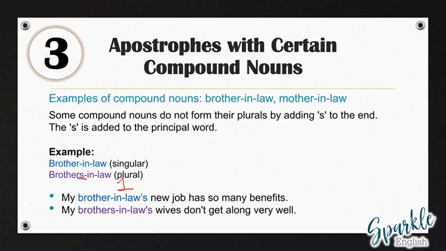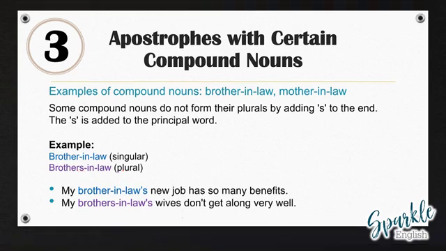The second example is plural. My brothers-in-law's wives don't get along very well. And this would be talking about 2 or maybe 3 brothers-in-law. And we're talking about their wives. So they each have their own wife, okay? It's not that often you'll encounter situations like this, but that's just important to know just in case.